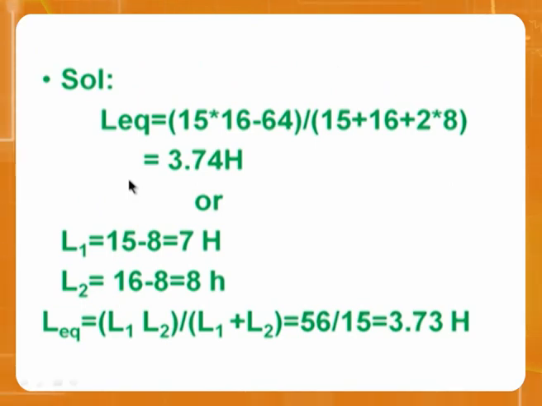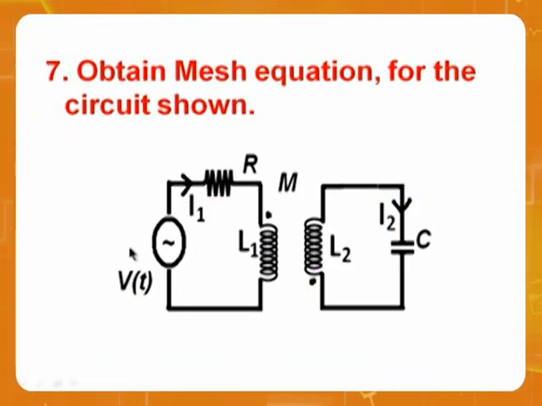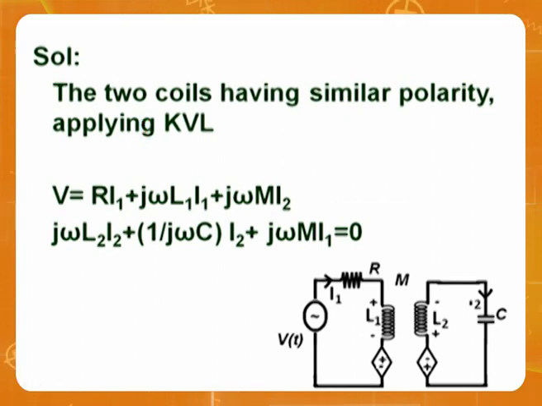Look at this, question number 7. Obtain mesh equation for the circuit shown in the figure. Here is a circuit. You have a resistor, inductor and capacitor. M shows there is a mutual inductance, dot and dot here. For I1 this is entering, for I2 this is entering. So both are entering, that means both are same. Same means same polarity. Now let's see the equivalent circuit.